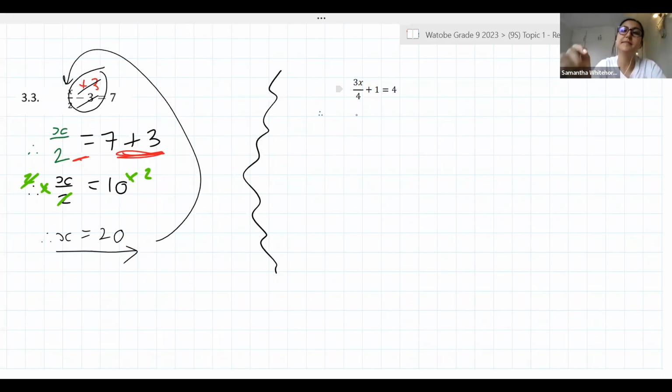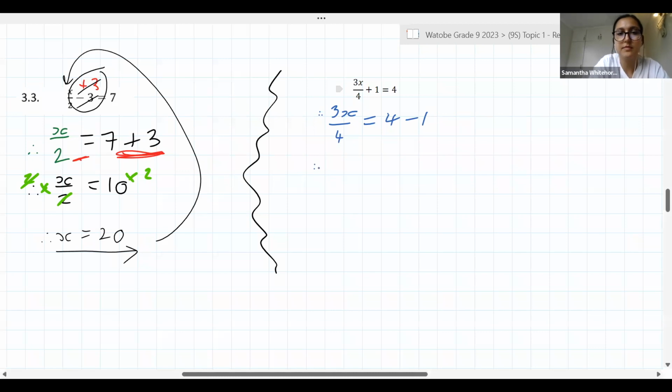So basically on the left-hand side, we have 3x over 4 plus 1. The positive 1 is going to cancel out with the negative 1, because negative 1 would be the inverse of positive 1. And then the negative 1 would be placed on the right-hand side where 4 has been placed. So 4 minus 1 is equal to 3, which is what we'll have on our right-hand side, whereas on our left-hand side, we should currently have 3x over 4.